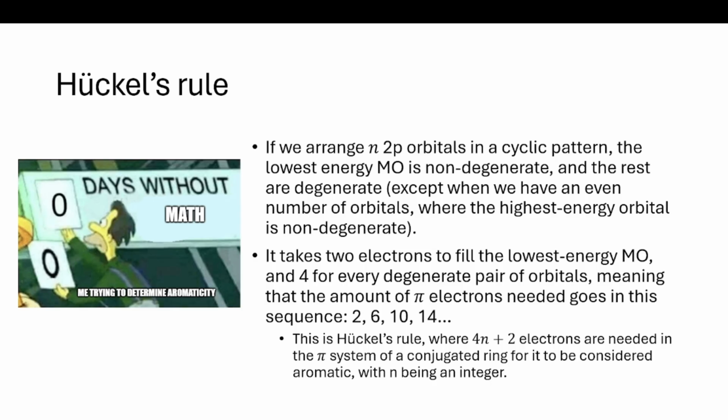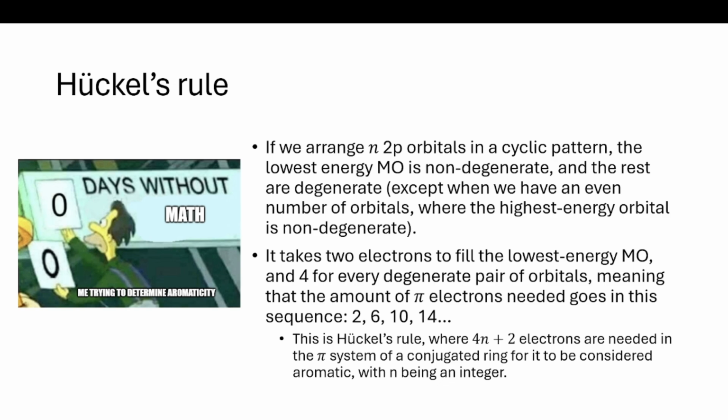So going on about Huckel's rule, say for example we have n 2p orbitals, where n just means number. If you have some number of 2p orbitals in a cyclic pattern, then the lowest energy molecular orbital will be non-degenerate. However, the rest of the molecular orbitals will be degenerate, meaning that we're going to have pairs of orbitals that have the exact same energy. The only exception to this is if we have an even number of orbitals. In that case, the highest energy orbital is going to be non-degenerate.